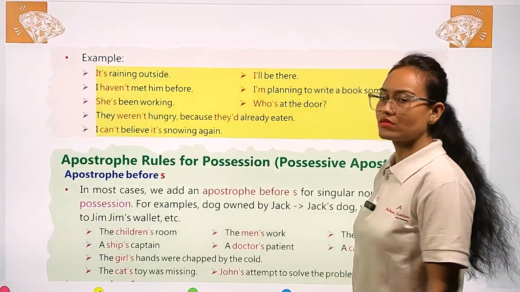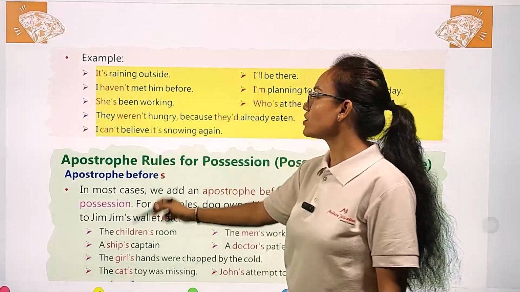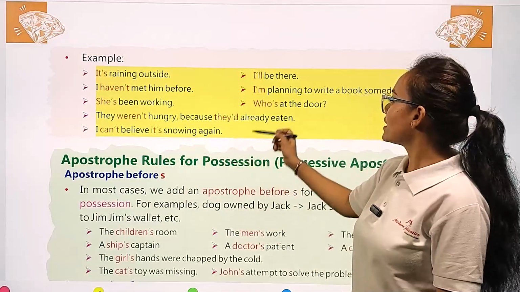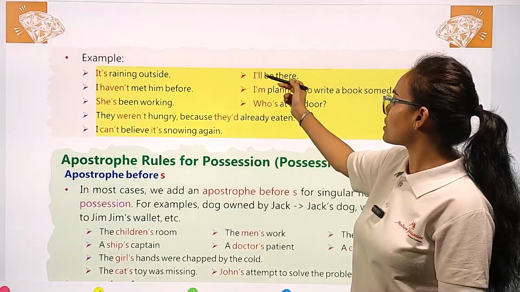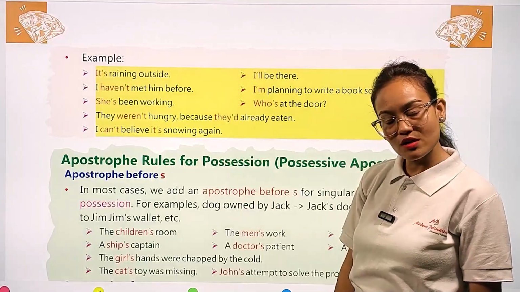Who is at the door? Okay, so here, my dear student, it's have not, she is, were not, can't, it's, they would, whose, I am, I will be. All these are contracted words with the help of the apostrophe punctuation mark.